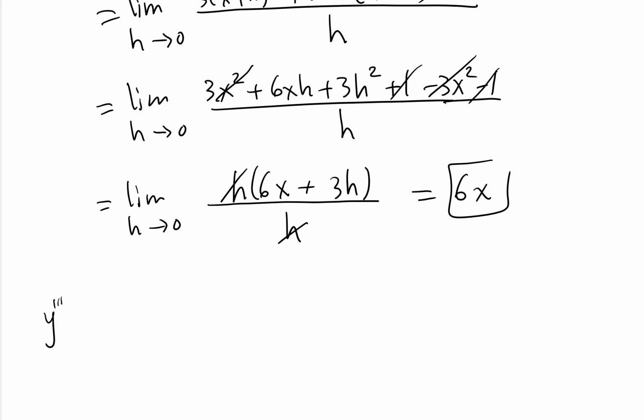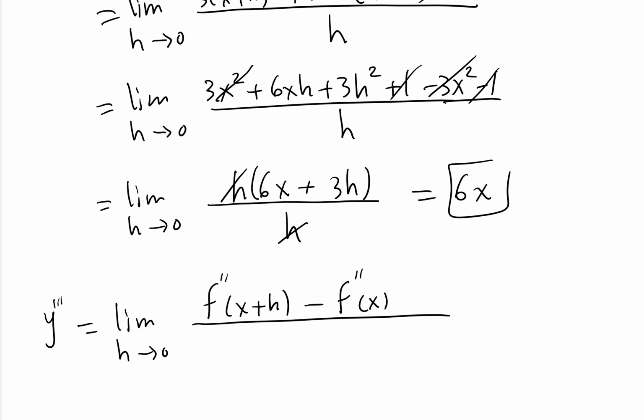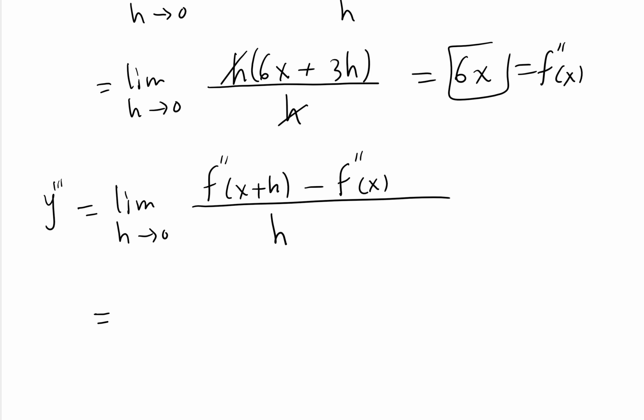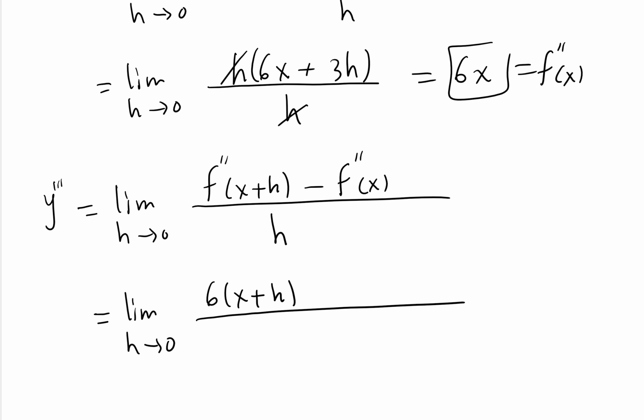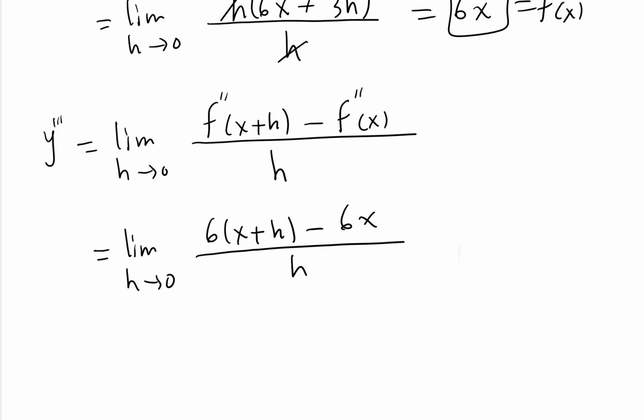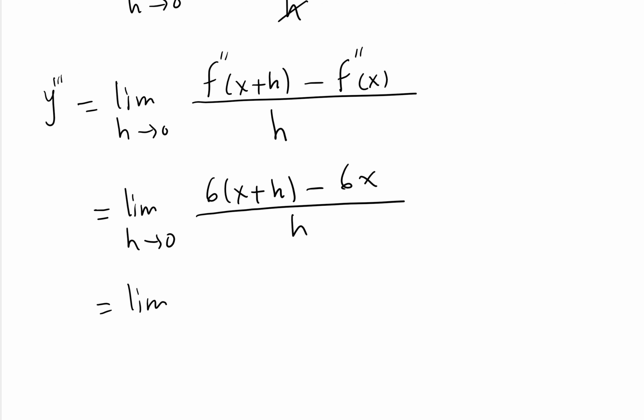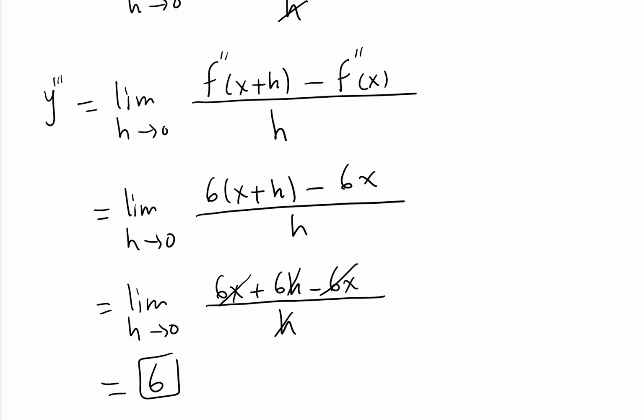We can do the same thing for y triple prime. y triple prime is the limit as h goes to 0 of f double prime of x plus h minus f double prime of x, which is this one, all over h. For this one, we replace x with x plus h, minus 6x, over h. Here we have 6x plus 6h minus 6x, all over h. These cancel out, and the h cancels out, so all we get is simply 6.